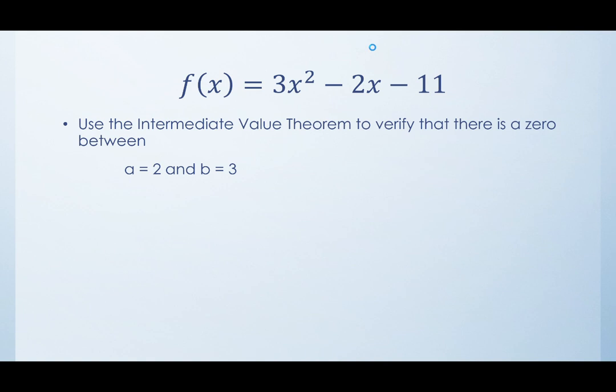So for instance, here we have a quadratic, and we know it's doing something. And I can't factor this thing right off the top of my head. So we want to say, okay, do we know for sure if there's a zero between x equals 2 and x equals 3? So we're going to say, okay, great.